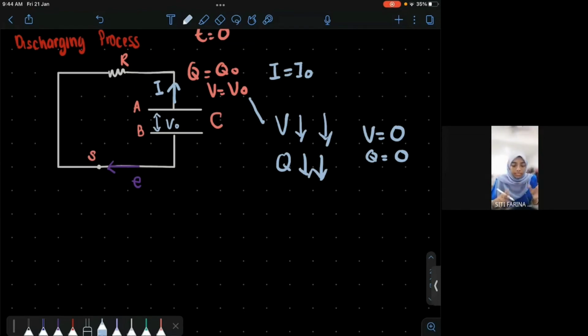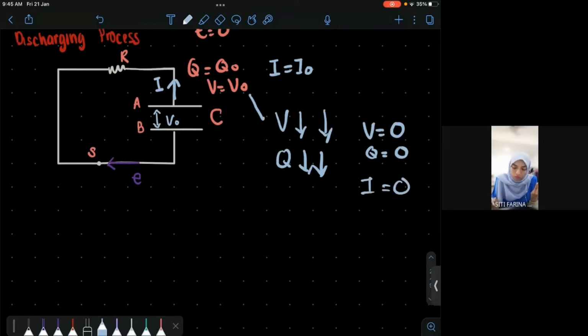Okay, bila dah tak ada elektron untuk keluar, pergi untuk neutralize dekat sini, current akan berhenti untuk flow. When there's no more electron to leave the negative plate, sebab dah tak ada negative plate pun, okay, B is no longer negative, okay, I pun berhenti untuk flow.